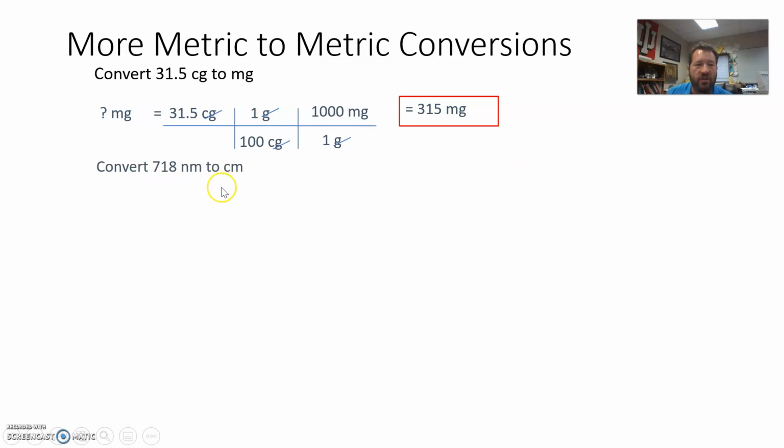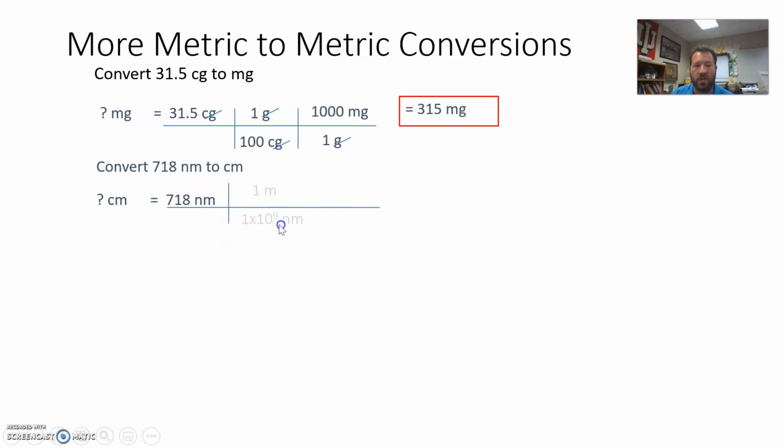718 nanometers to centimeters. Again, same exact steps. I'm looking for how many centimeters, and I have, or starting with, 718 nanometers. Again, if you're comfortable making a conversion straight from nanometers to centimeters, go for it. Nothing wrong with that, as long as you do it correctly. I prefer to do it the safe way and go back to the base.